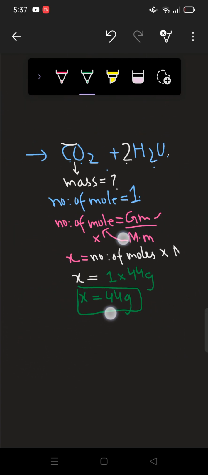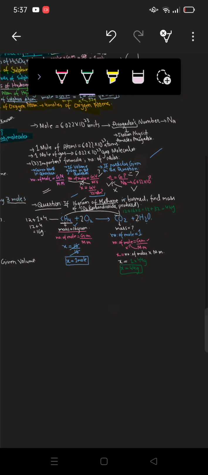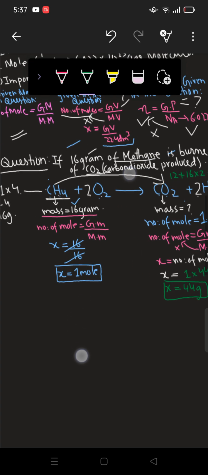So what is the answer? The mass of carbon dioxide we get is 44 gram. How did we solve it? They have given 16 gram of methane. They have asked, if 16 gram of methane is burned, how much carbon dioxide is produced. So basically we first calculated the mole, because we will be solving everything with the mole concept. And if we are solving with the mole concept, the initial step is to find the number of mole of the substances present in the chemical equation.